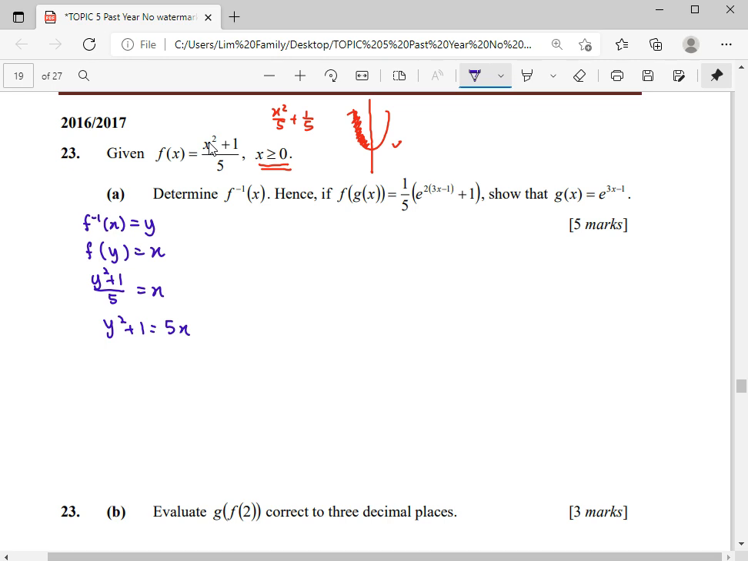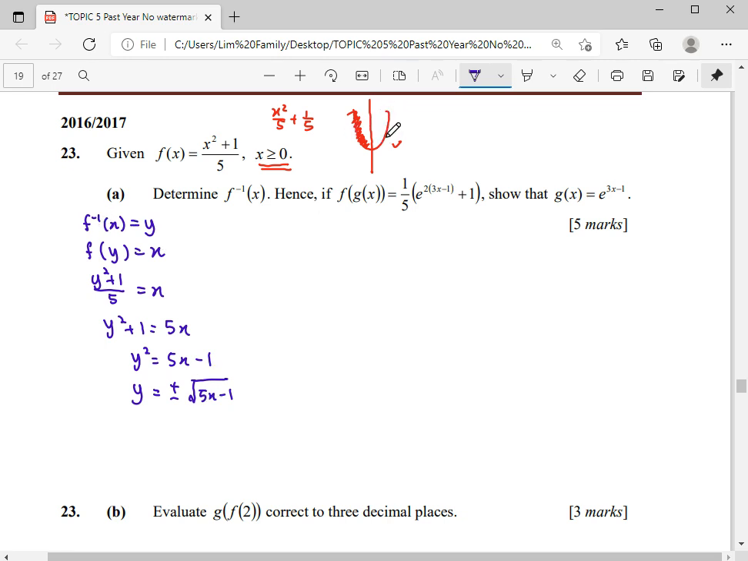Multiply by 5 and then move the 1, it will become 5x minus 1, and then move our square. When you want to move our square, it will have positive, negative square root. So we have to be careful here, because a quadratic originally is not a one-to-one function. That's why it has two answers here, two y values. So when we move our square, we got positive, negative, two answers. And this y should be my f inverse.